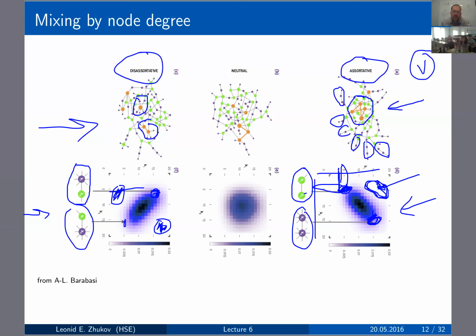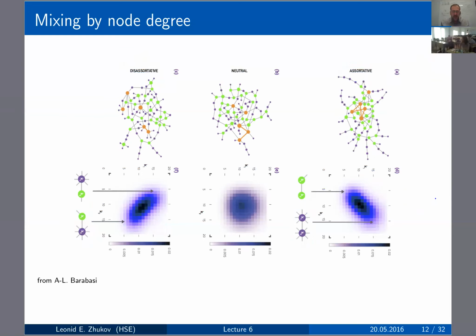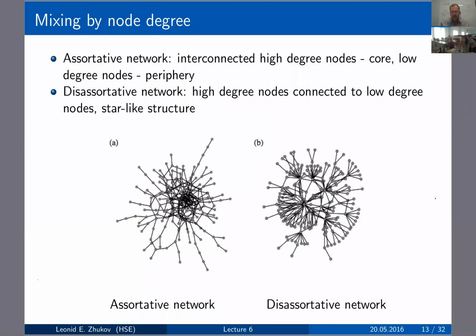And you can also have some sort of neutral mixing where there is no preference whether it's assortative or disassortative. Then the connectivity matrix, the correlation matrix, will be very uniform and smooth. So that's kind of the visualization of this idea. And if we try to look at some graphs that I built very explicitly for assortative or disassortative networks.